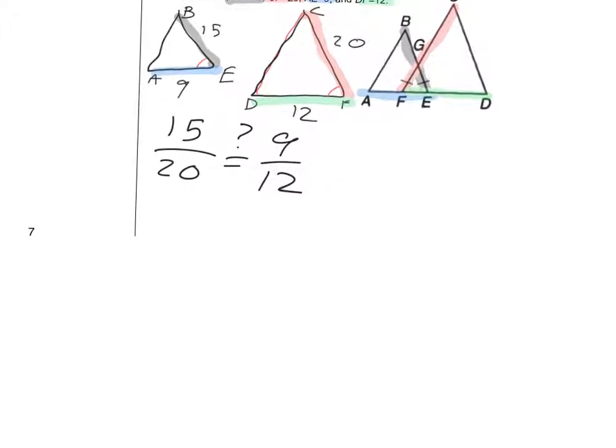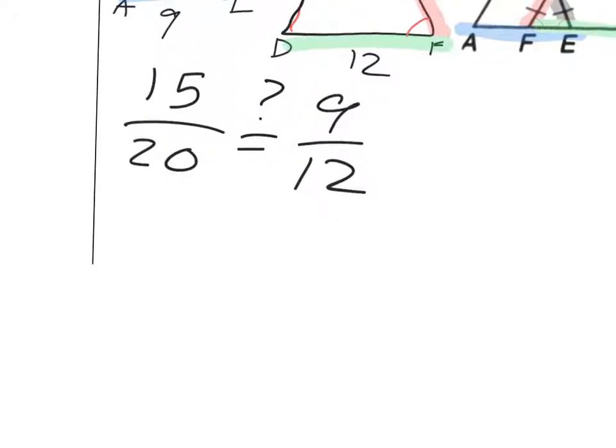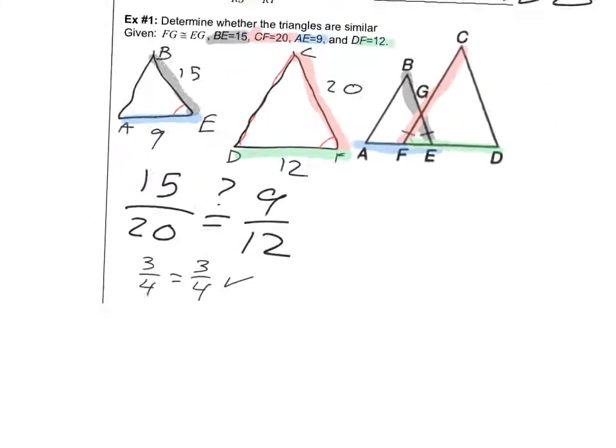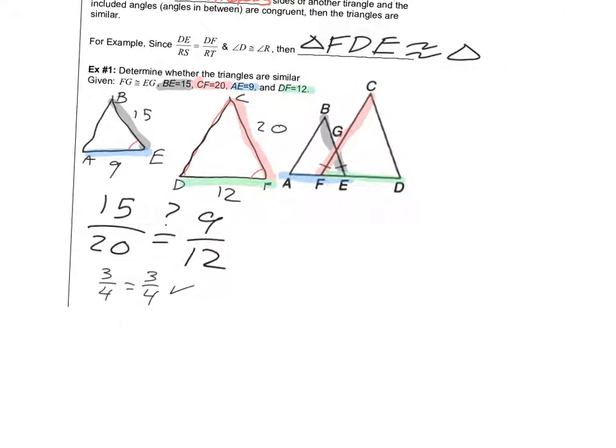All right, well, let's just see. Are these things equal? Yeah, well, 15, I could take a 5 out of 15 and 20, and that would make 3/4. And I could take a 3 out of 9/12, that would make that 3/4. These things are equal. Yes, they are proportional. And so we could say, yes, triangle ABE is similar to triangle DCF.